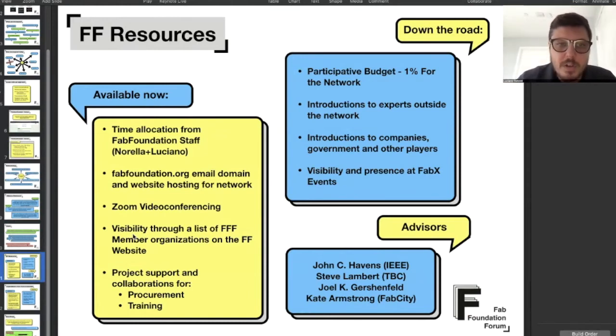We can also offer website hosting. So Fab Foundation has a bunch of websites. We have a big GitLab account. So if you wanted to create a repository for your regional network or for your project, we can give you that free of charge. If you want to host your website on the GitLab there, we can offer you that free of charge as well.